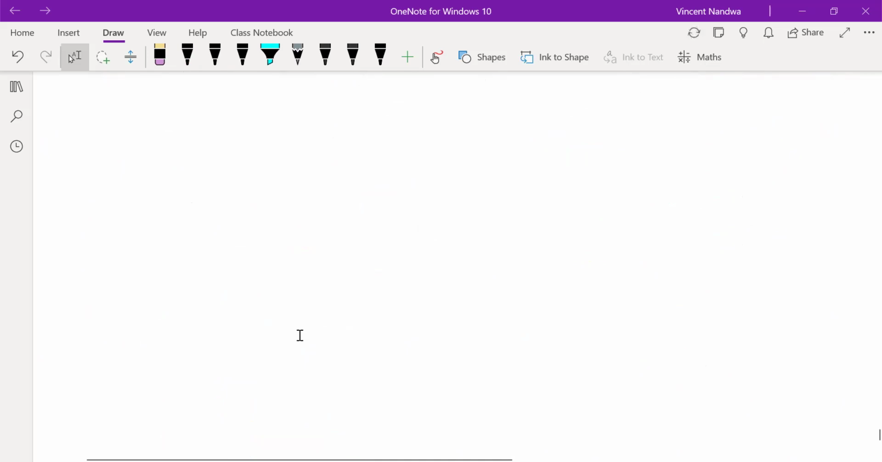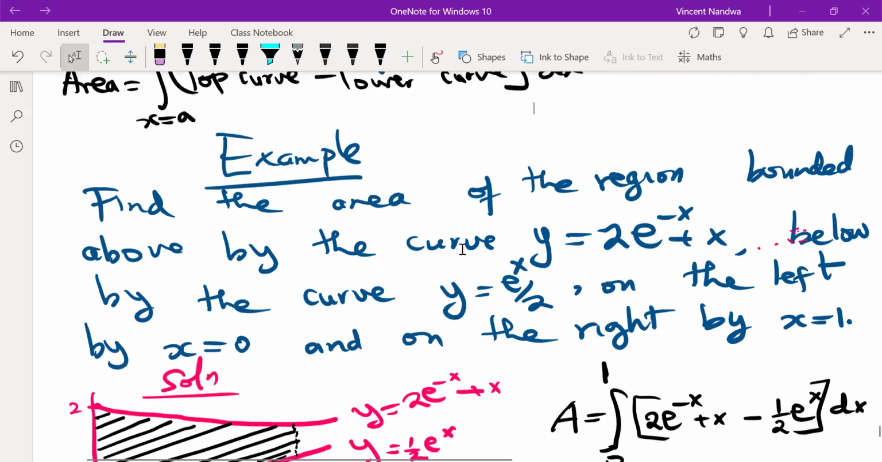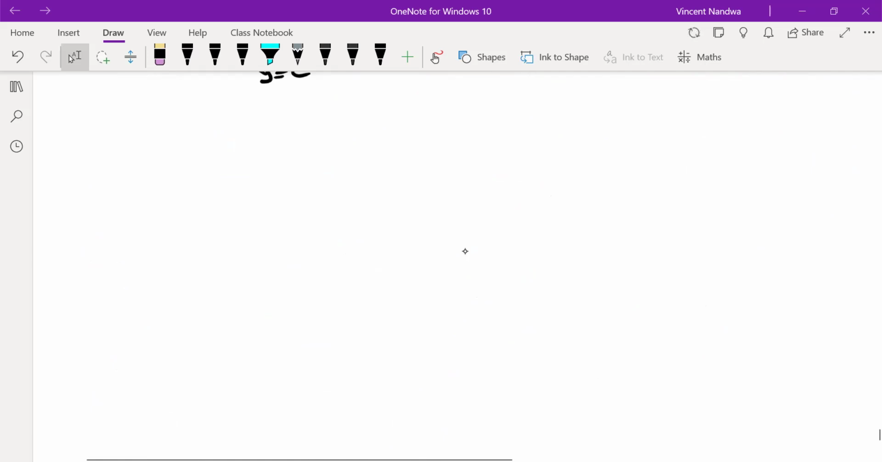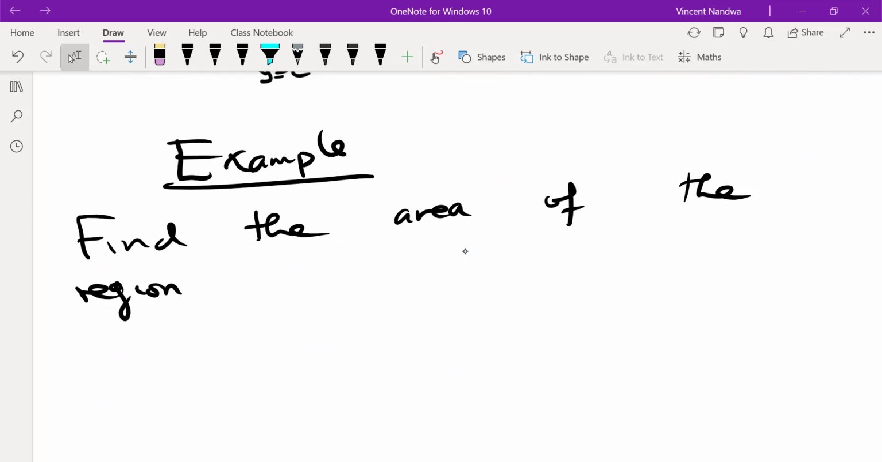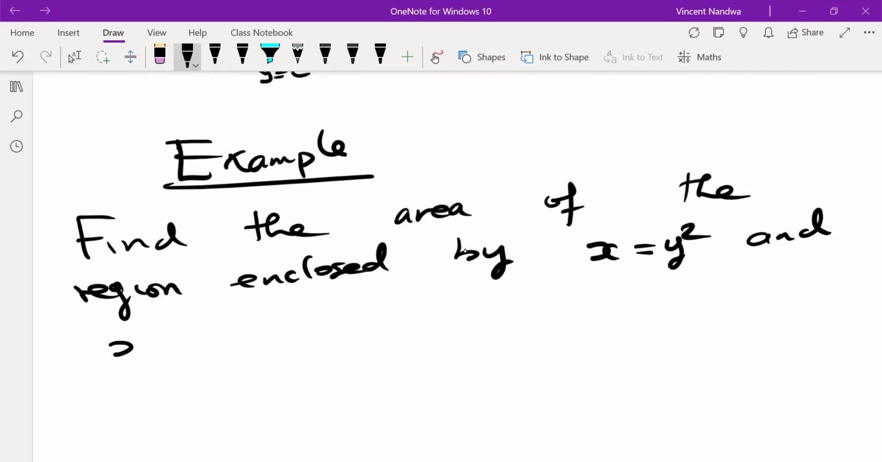So for example, find the area of the region enclosed by the curves x equals y squared and x equals y plus 2.